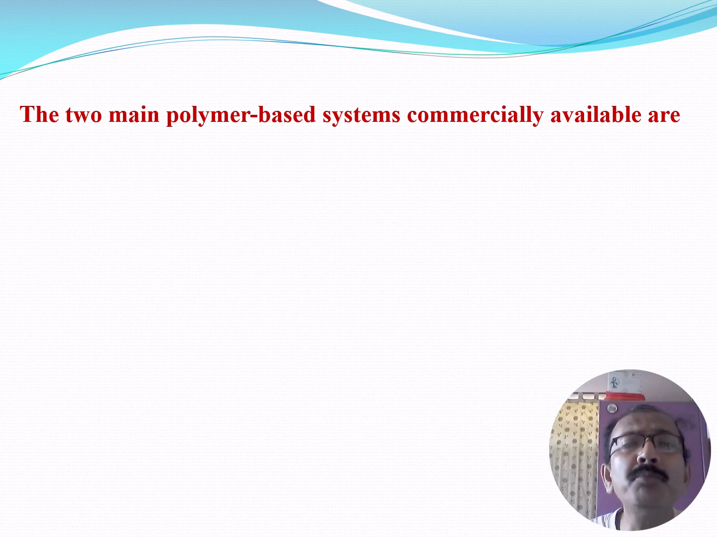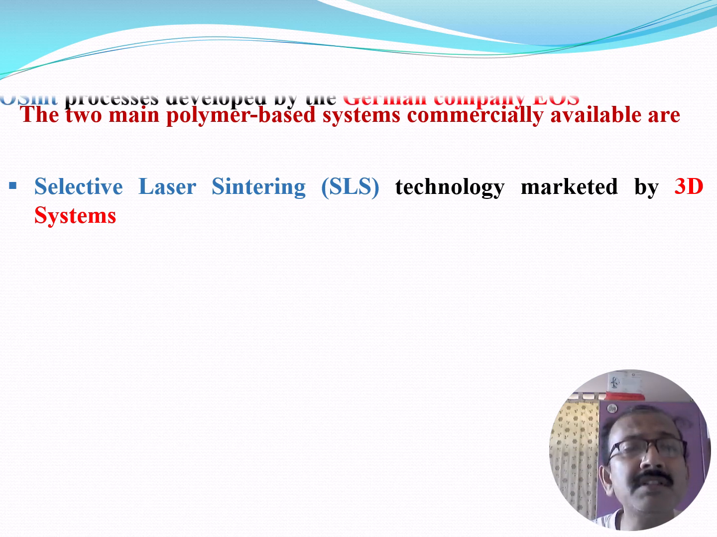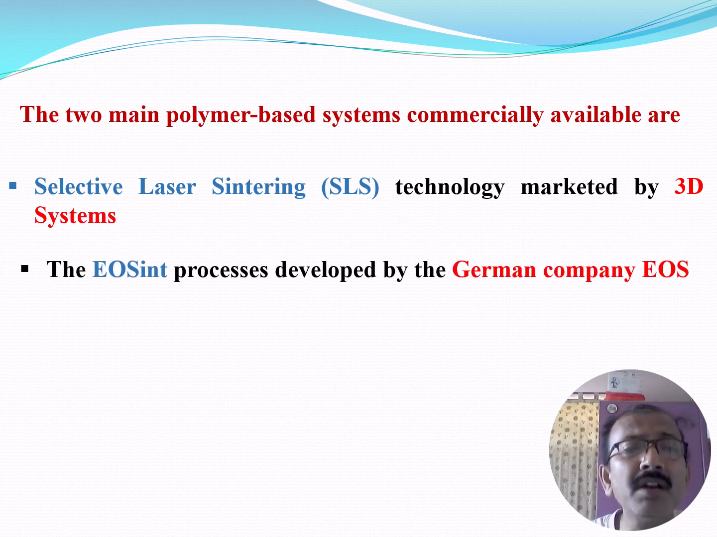Now the two main polymer based systems commercially available are selective laser sintering, that is SLS technology, marketed by 3D Systems, and the second one is the EOSINT process by the German company EOS.